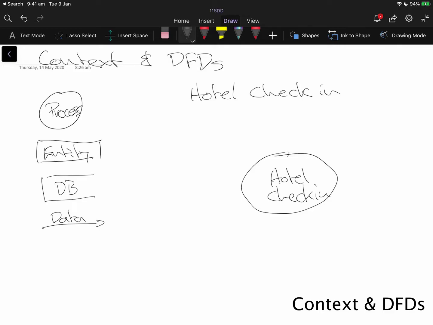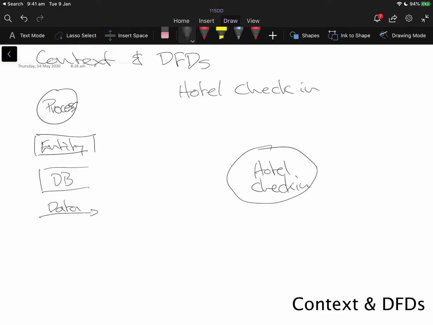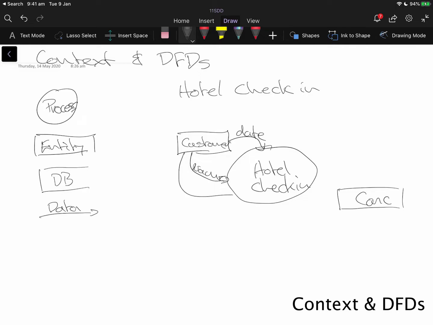Now we have two entities, don't we? We have the customer, and we have the concierge. Now these provide information to the system. So the customer would have their name, they would have the dates that they're interested in staying, they may have a booking number. So that information is coming from the customer and going into the system.